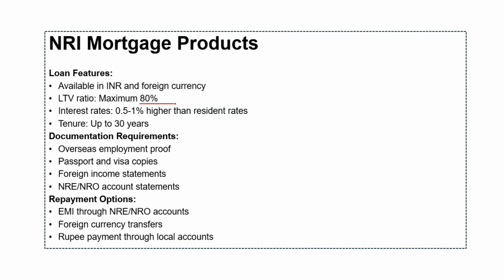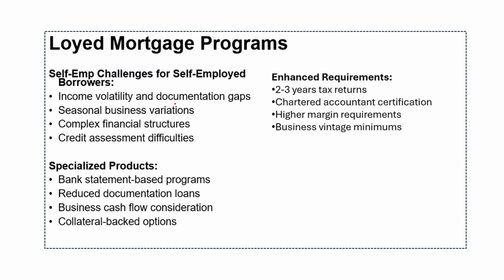Then, self-employed borrowers represent one of the most challenging segments for mortgage underwriting due to income variability, right? So, that is what we go to next. So, we have self-employed mortgage programs. They represent one of the most challenging segments for mortgages. We have income variability, we have issues of documentation gaps and complex financial structures.